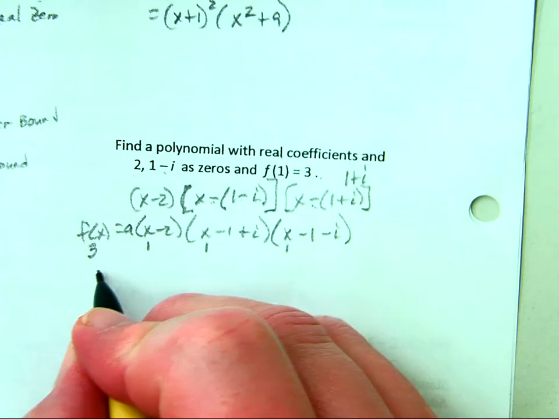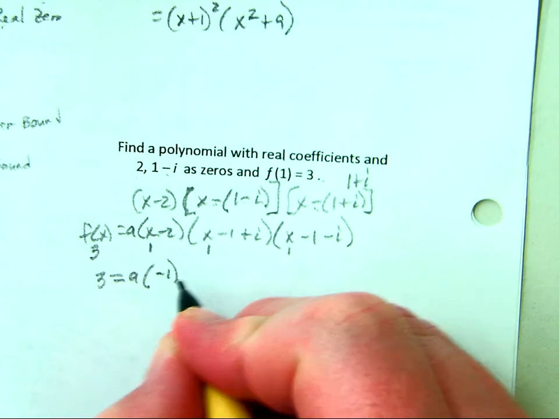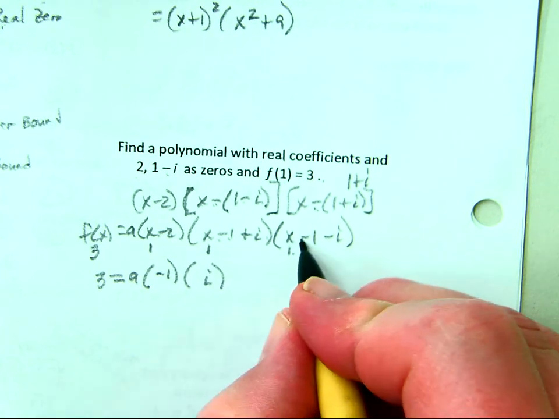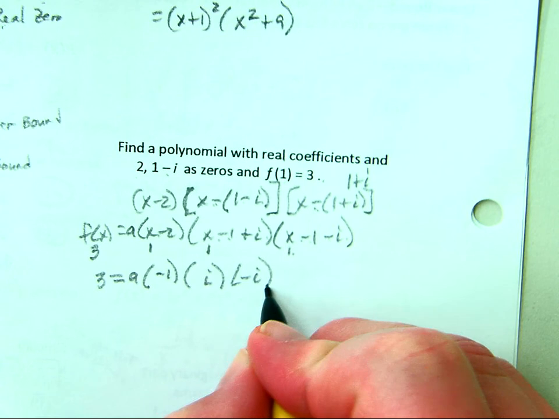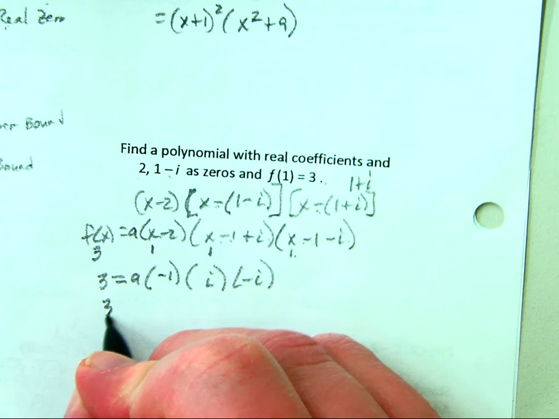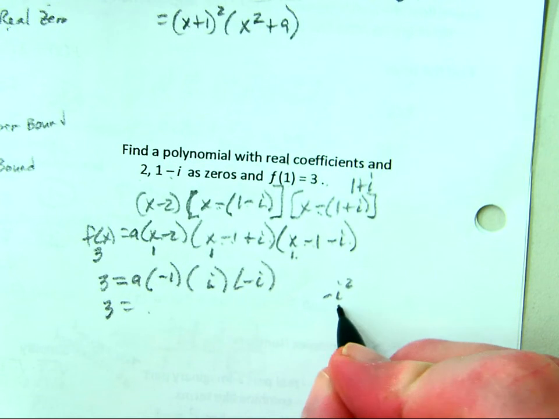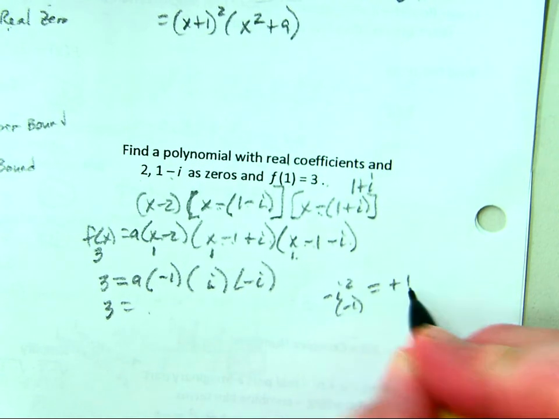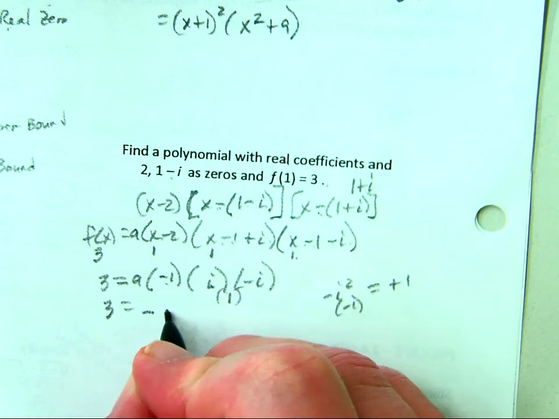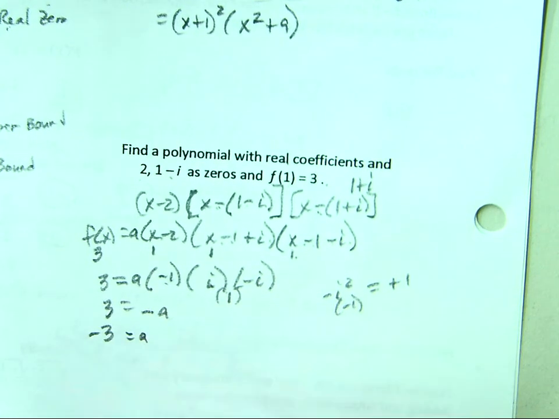So right here, now we have 3 equals a times 1 minus 2, which is a negative 1. 1 minus 1 plus i is just i. 1 minus 1 minus i is a negative i. So now it looks like that. Let's see, if we multiply i times a negative i, that's a negative i squared. Since i squared is a negative 1, that's a positive 1. So this is negative 1 times positive 1. So that's just a negative a. So that means a has to equal negative 3.